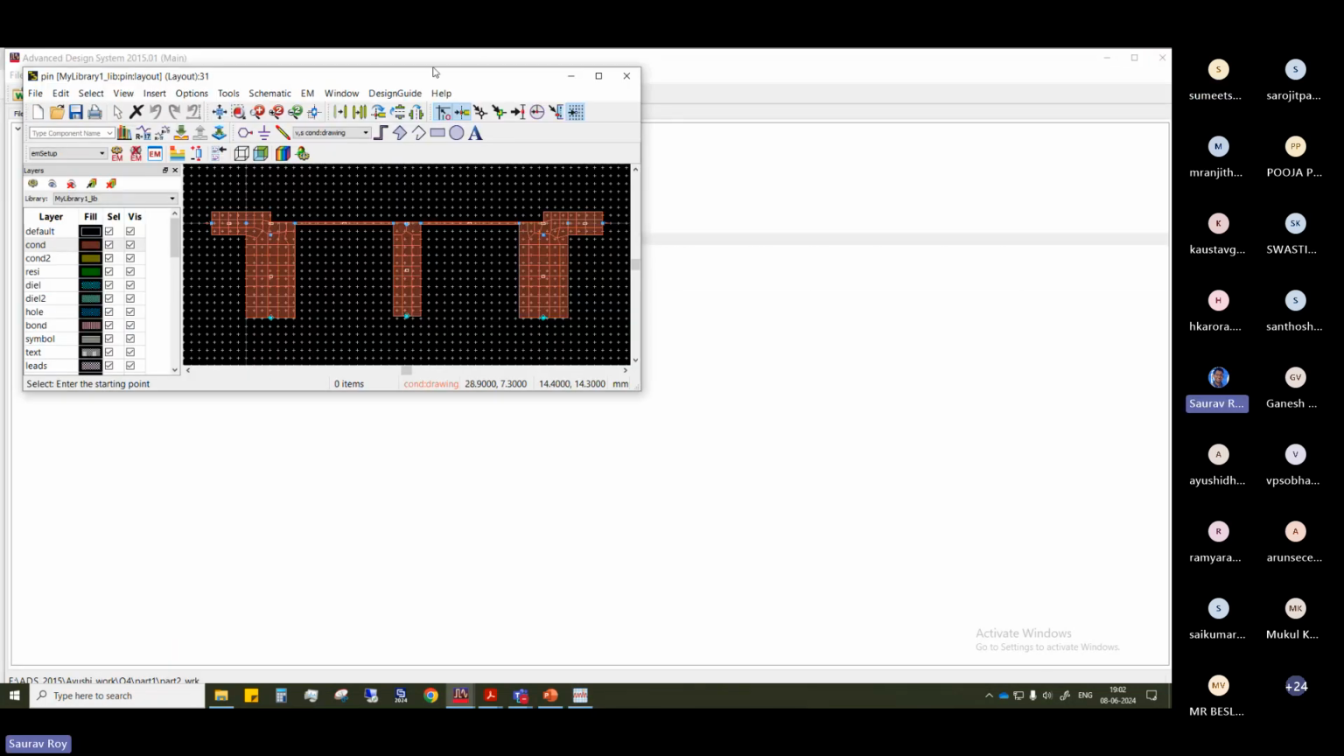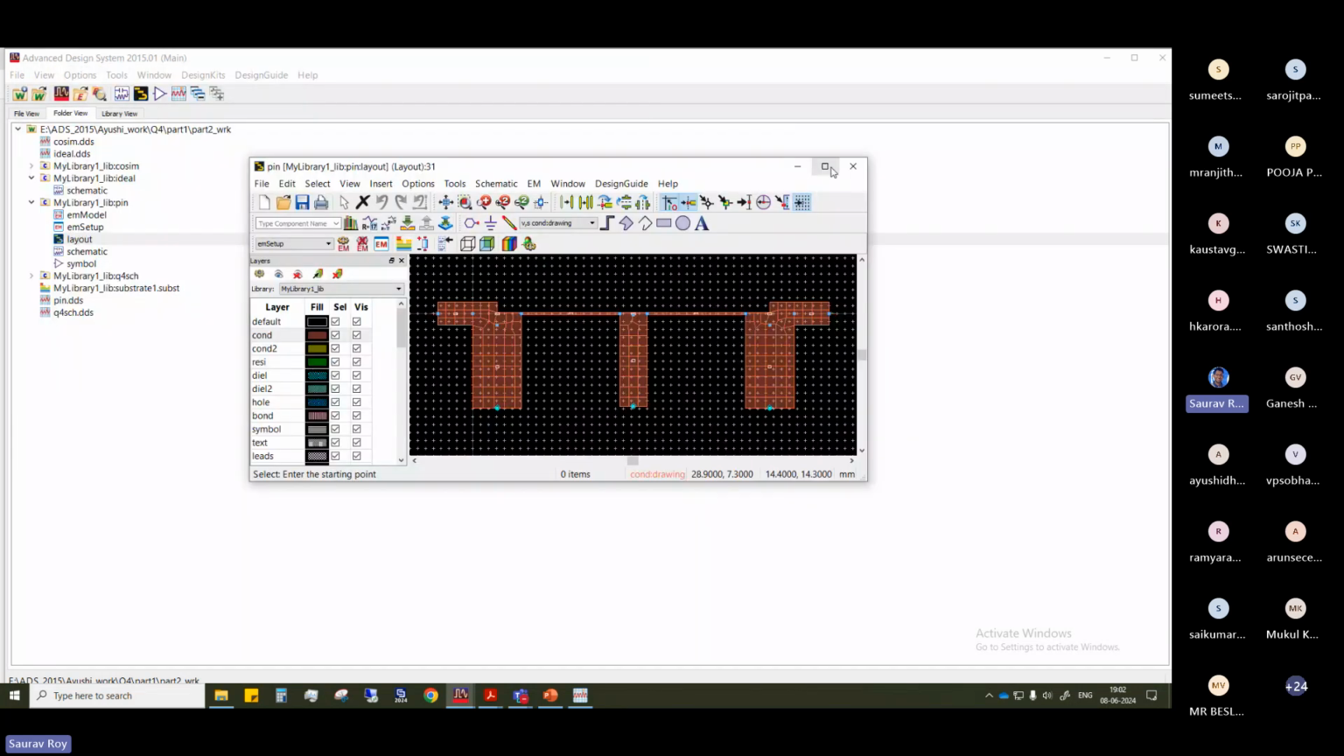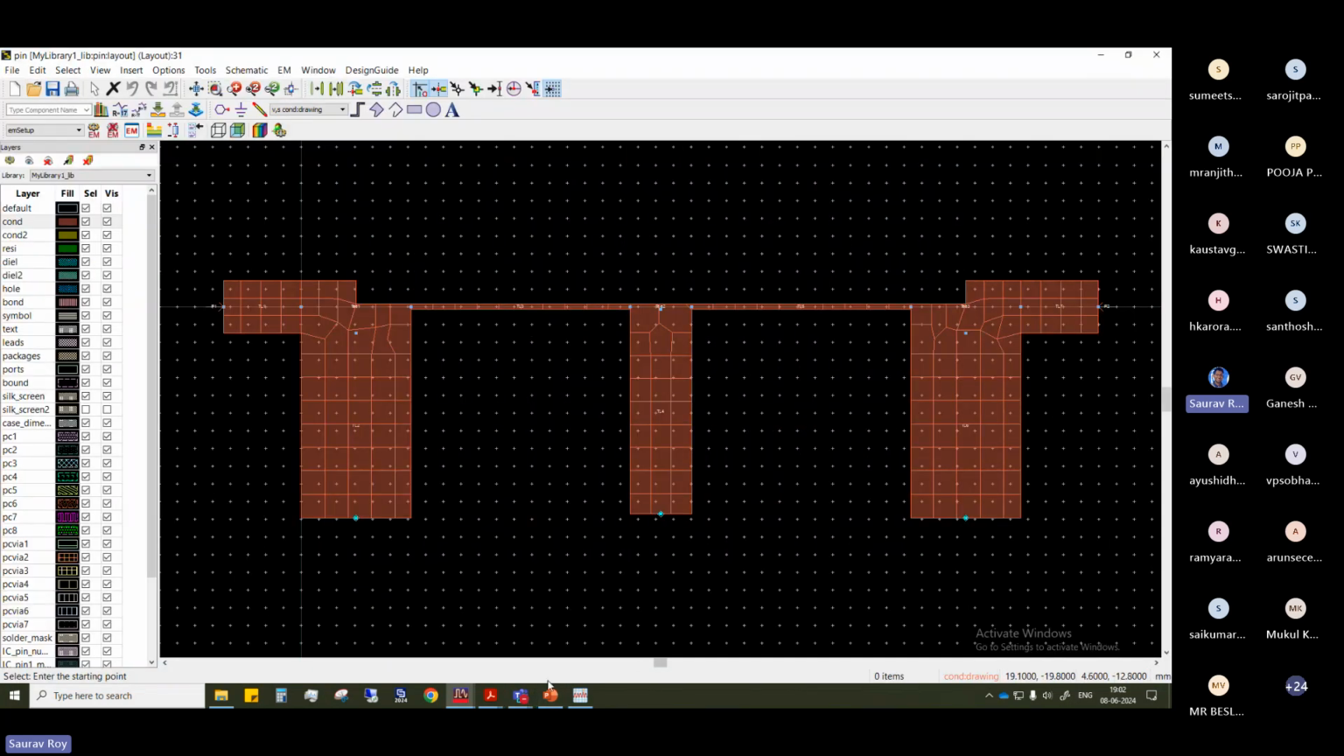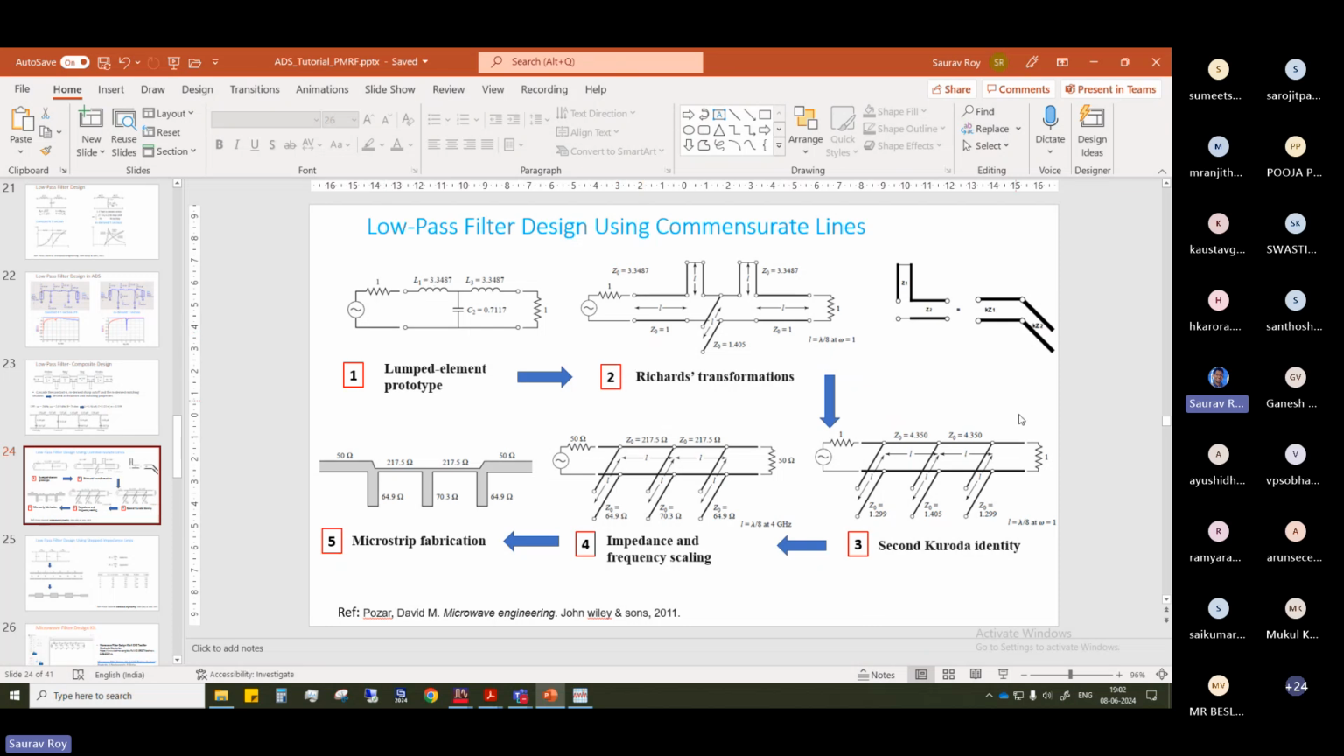Okay, so this is the one part. Now, do you have any question on this? Do you have any question on these design steps?